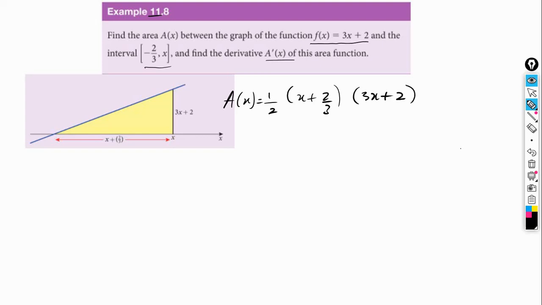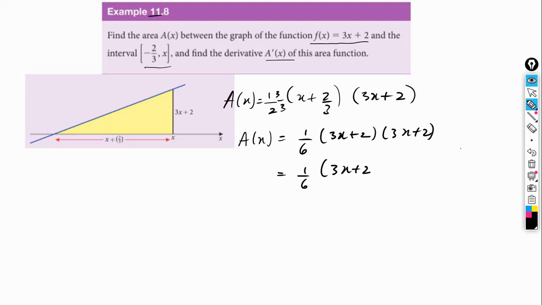But notice that if I multiply this expression by 3, I also have to divide by 3. If I do that, I get that the area is equal to 1/6 times 3x plus 2 times 3x plus 2, and this is going to equal 1/6 times (3x plus 2) squared. The reason I'm doing it this way is because it's much easier to find the derivative of this expression by using the chain rule.